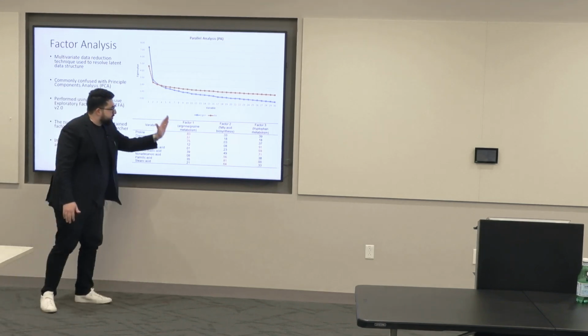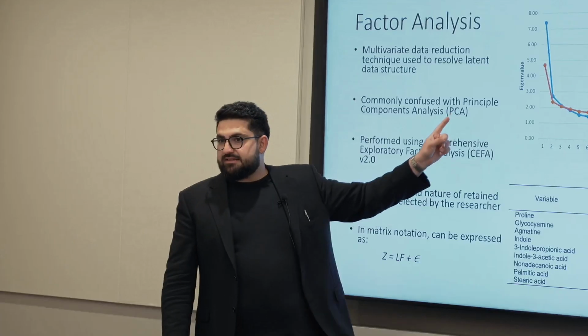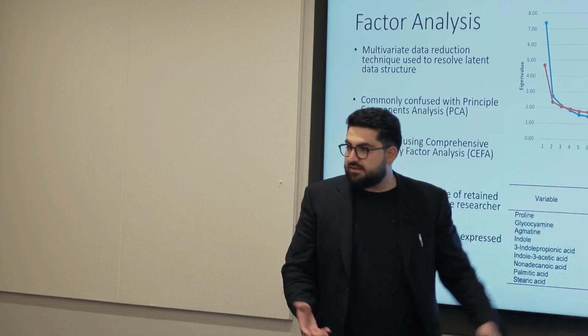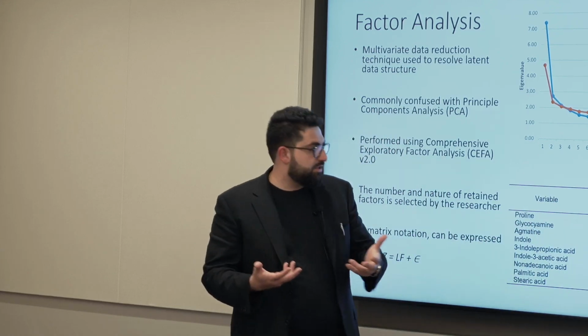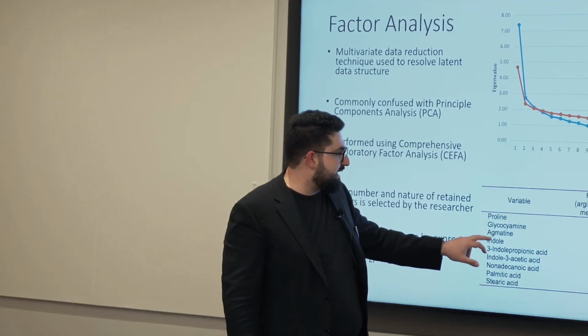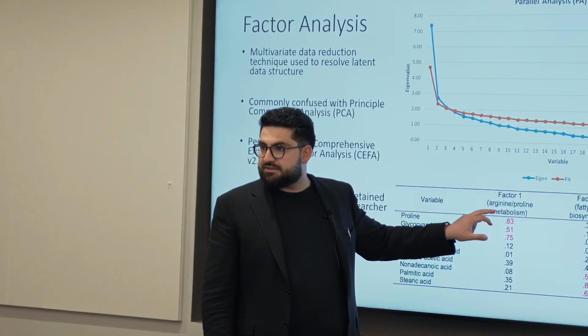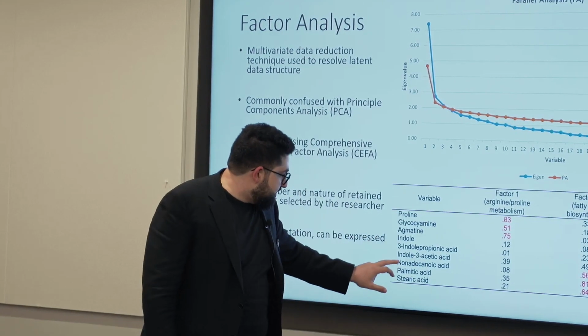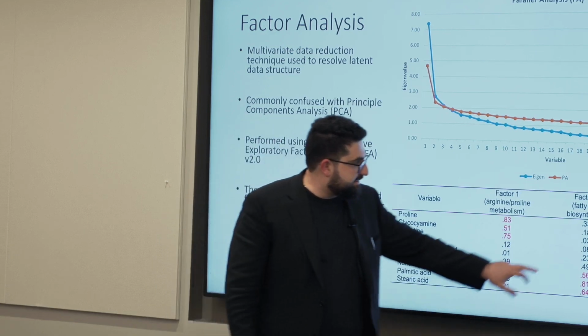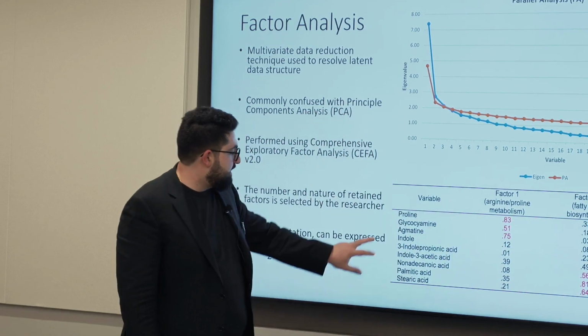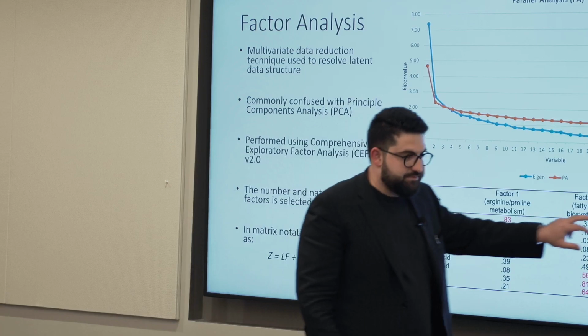Now we've determined the number of factors from our parallel analysis, and we interpret this based on our own data and our own interpretation, our own knowledge. So we say proline, glycoxamine, agmatine: this is arginine proline metabolism that we saw. The nonadecanoic, palmitic and stearic acid, that's fatty acid biosynthesis. And these middle 3 indoles, this is tryptophan metabolism.